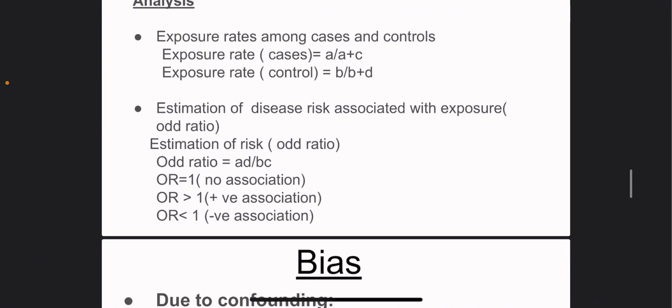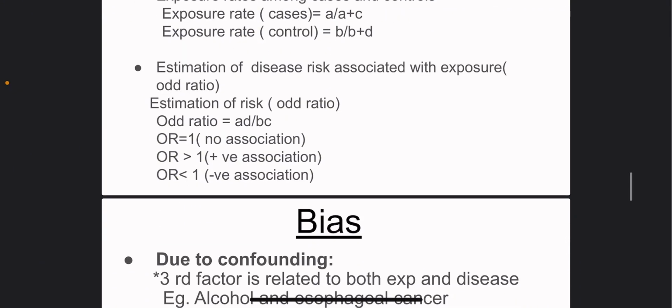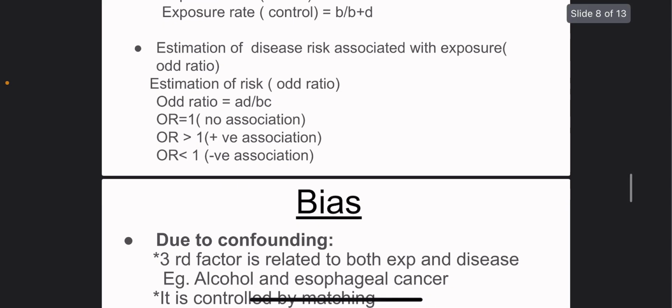Okay. Then you have to calculate odds ratio. It is very easy to calculate odds ratio. You just calculate AD by BC. Just multiply it. And after calculating, if you get an odds ratio equal to 1, it means that there is no association between your disease and the exposure.